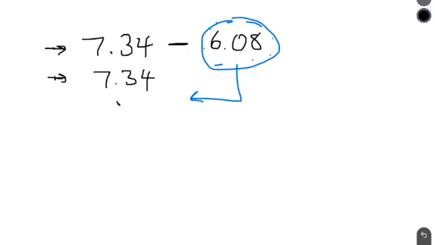So the 6 would go under the 7, the point will go under the point, the 0 will go under the 3, and the 8 would go under the 4. And don't forget the sign, and then we would proceed.